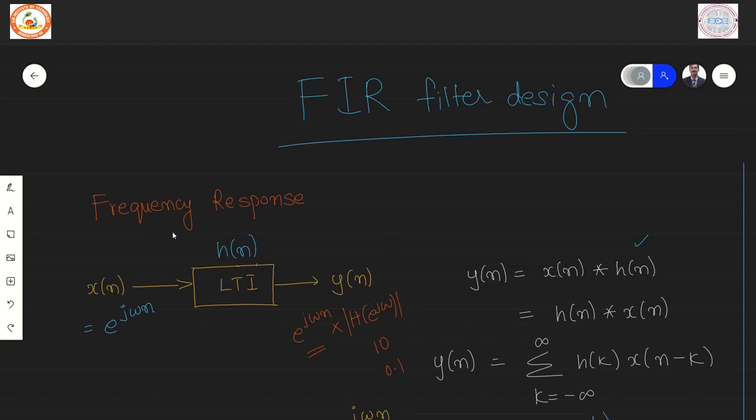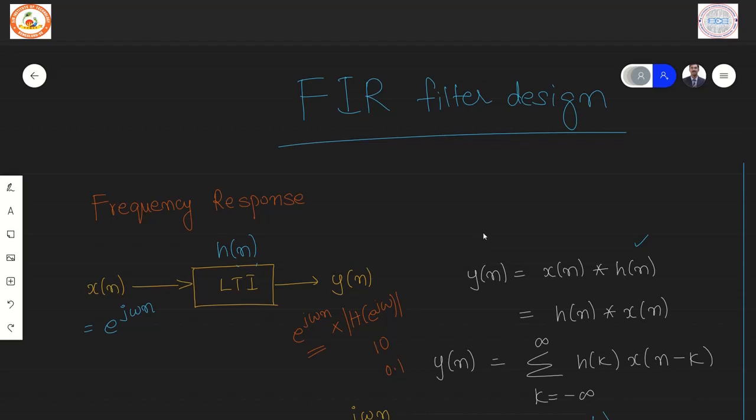Now, frequency response is the response of an LTI system when you apply an input which is a complex exponent. So here the complex exponent is e power of j omega n. When you apply input which is equal to this value, your output y of n will be the same exponent e power of j omega n multiplied by H of e power of j omega, its magnitude. This component is termed as the frequency response. Therefore, your output is the input times the frequency response.